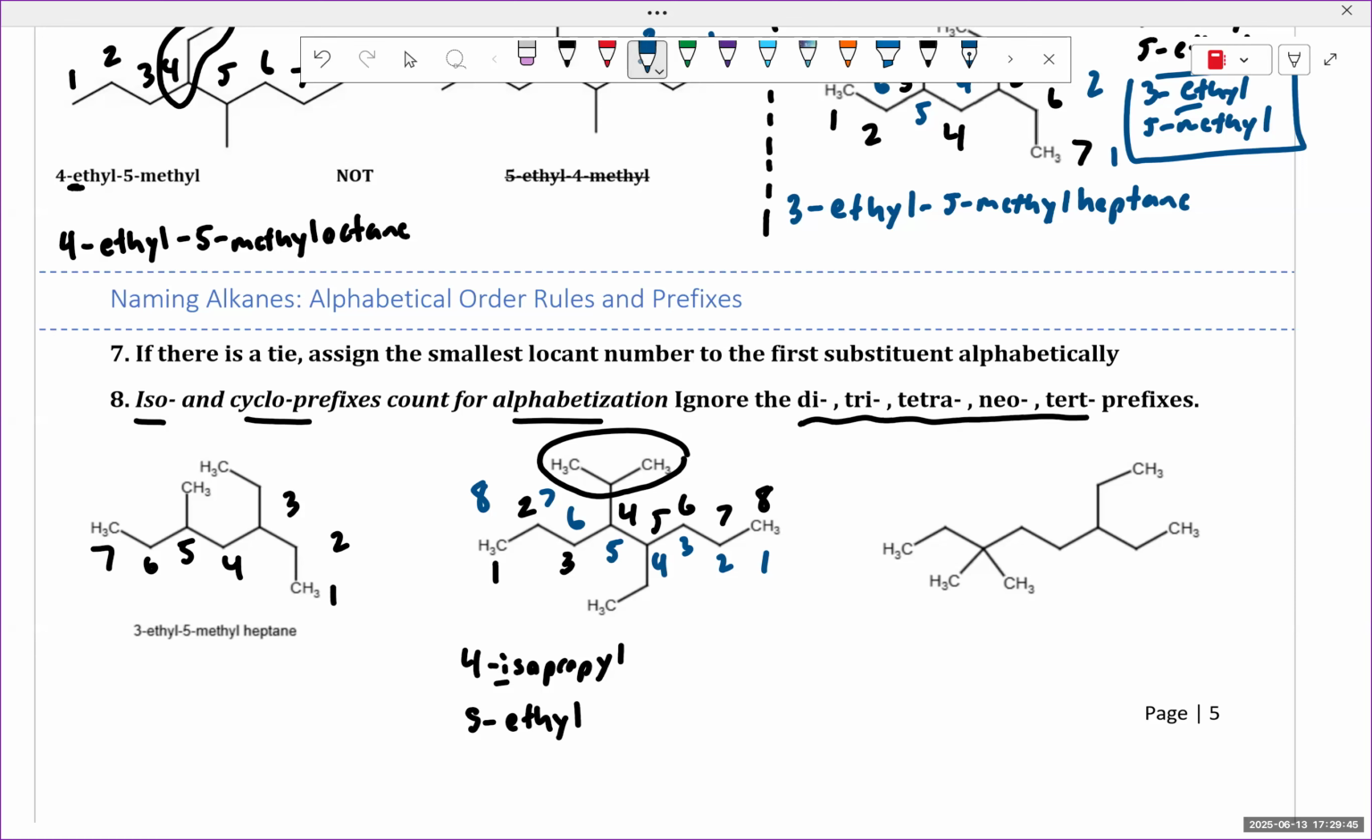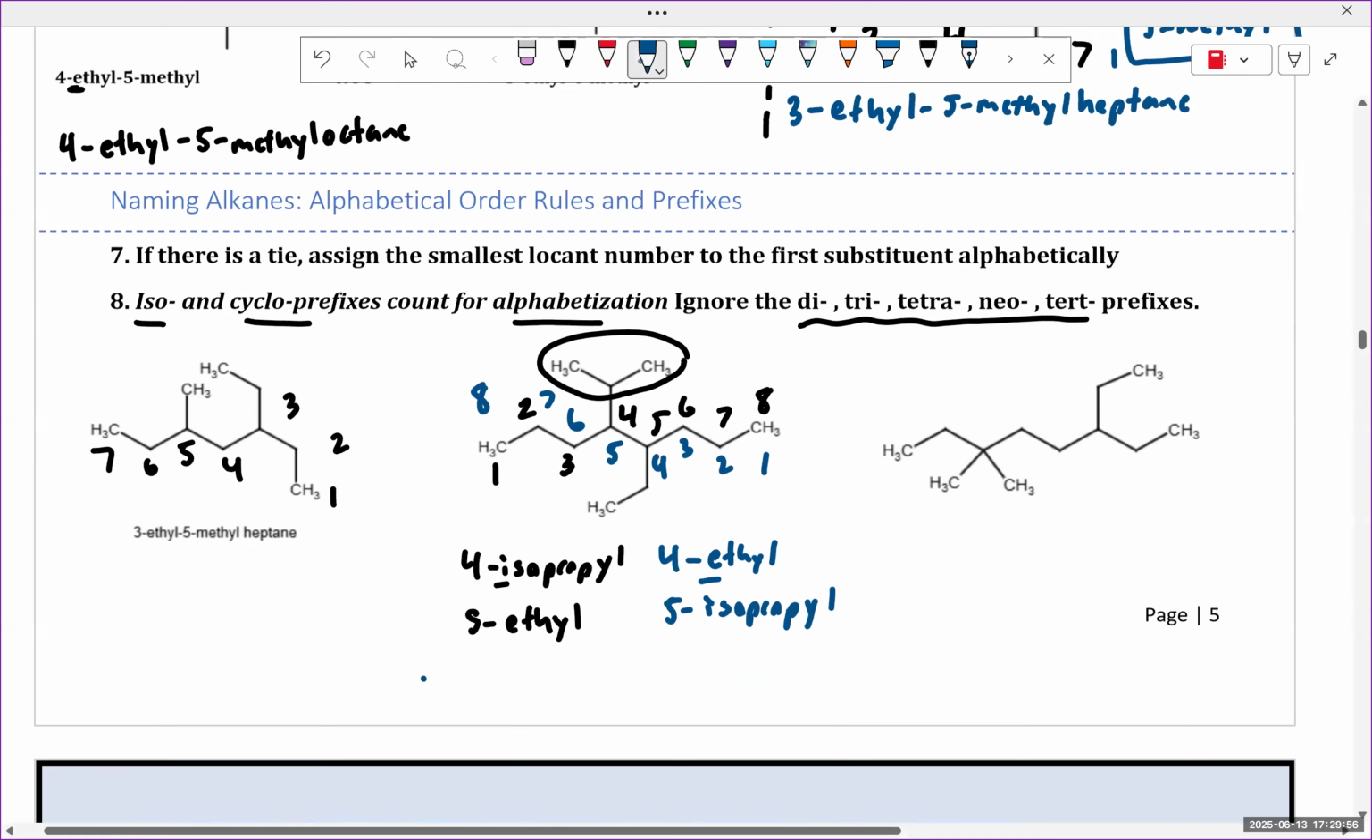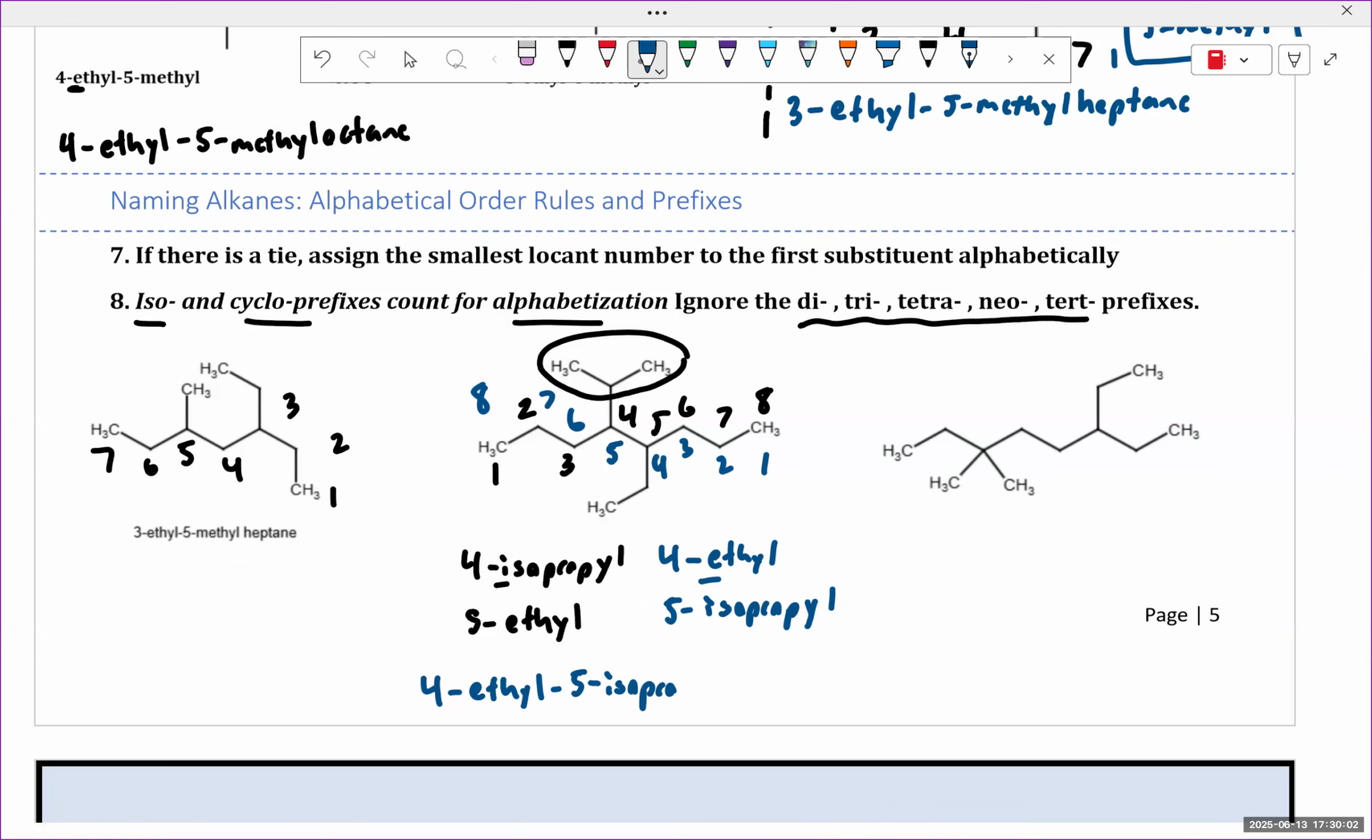In blue, we have 4-ethyl, 5-isopropyl. Ethyl is first alphabetically, so we name this compound as 4-ethyl, 5-isopropyl, 8 carbons, which would yield octane.